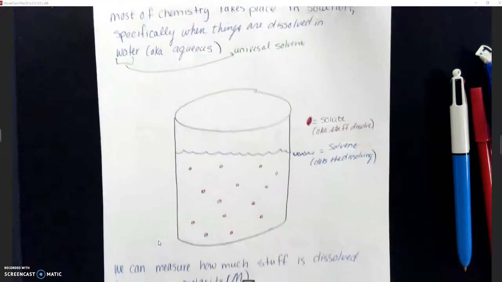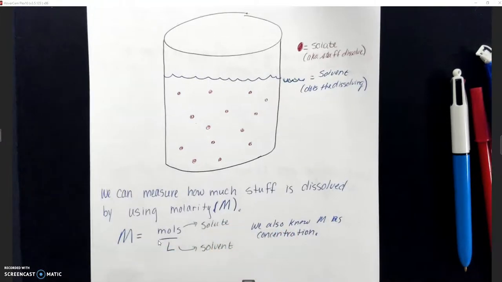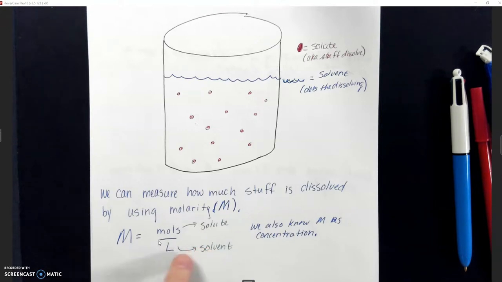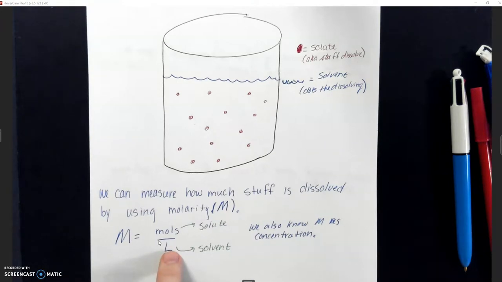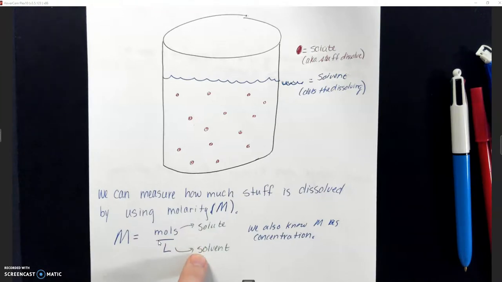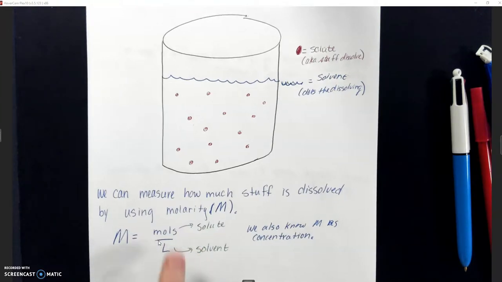We can measure how much stuff is dissolved by a concept known as molarity. Specifically, molarity is the amount of moles of solute dissolved in a given volume in liters. Alright, so to repeat that, molarity, which is a measurement of how much stuff is dissolved, is a measurement of how many moles of solute is dissolved per liter of solvent. The moles can be of any substance or compound, and so could technically the liters of the solvent, but typically with molarity the solvent is going to be water.